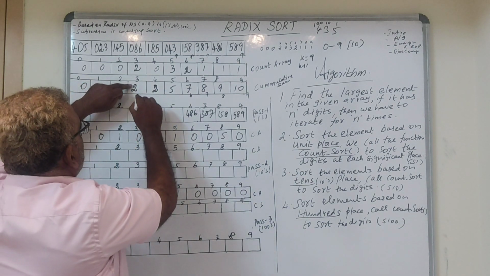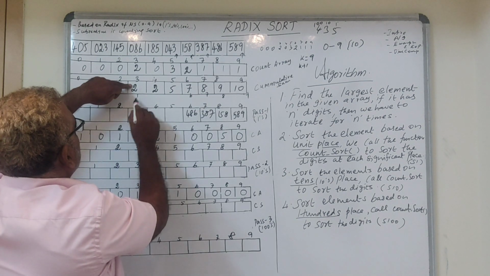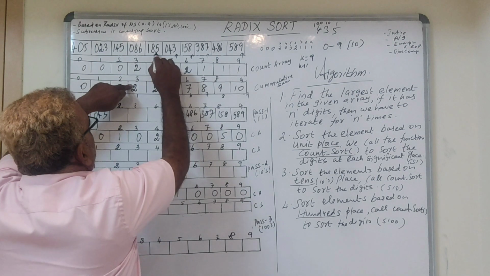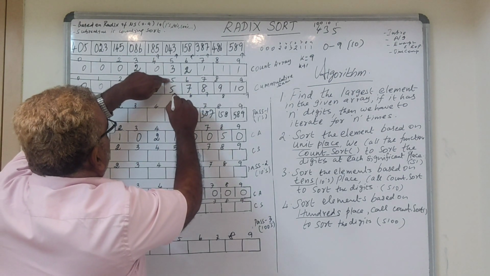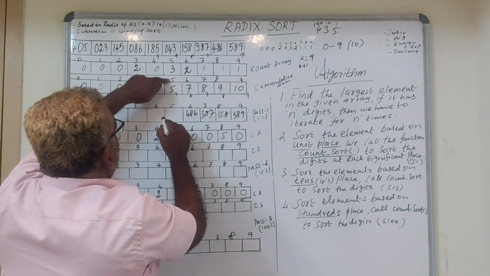Reduce this value to 1. Go to 1, store the value 043. Okay, then the next value is 5. Go to location 5 and make this value 4. Go to 4, store the value 185.